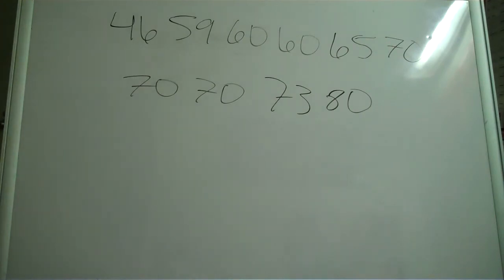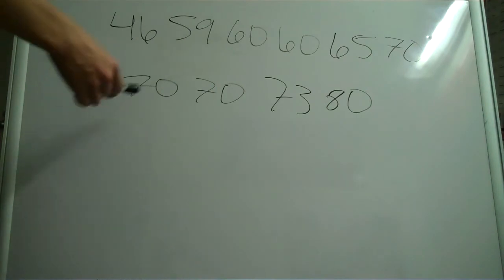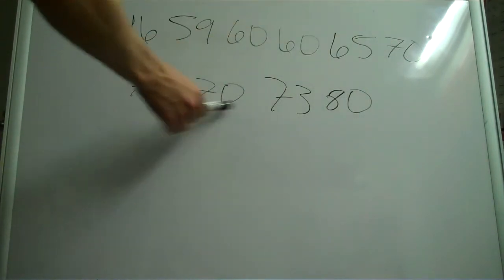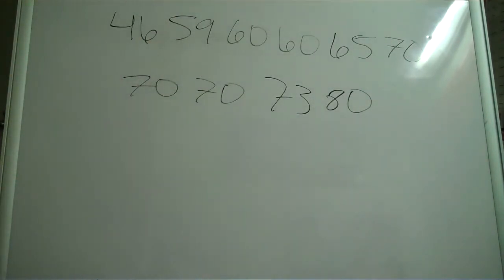So our mean, all you have to do is add all of these numbers up and divide by how many numbers there are. So there's 1, 2, 3, 4, 5, 6, 7, 8, 9, 10. So divide by 10, and you should get the mean as 60... That is not right. Well, it says 65.6, but it's supposed to be 65.3. 65.3 is the right answer for the mean.